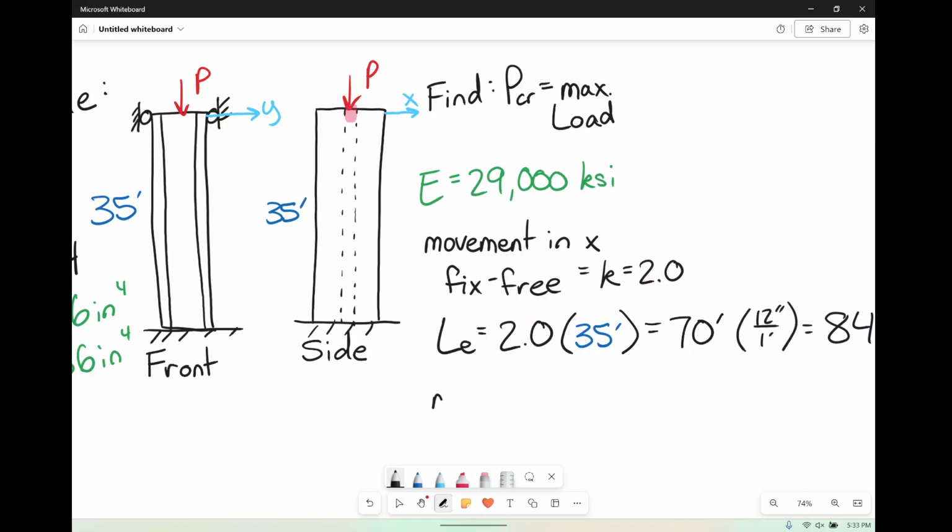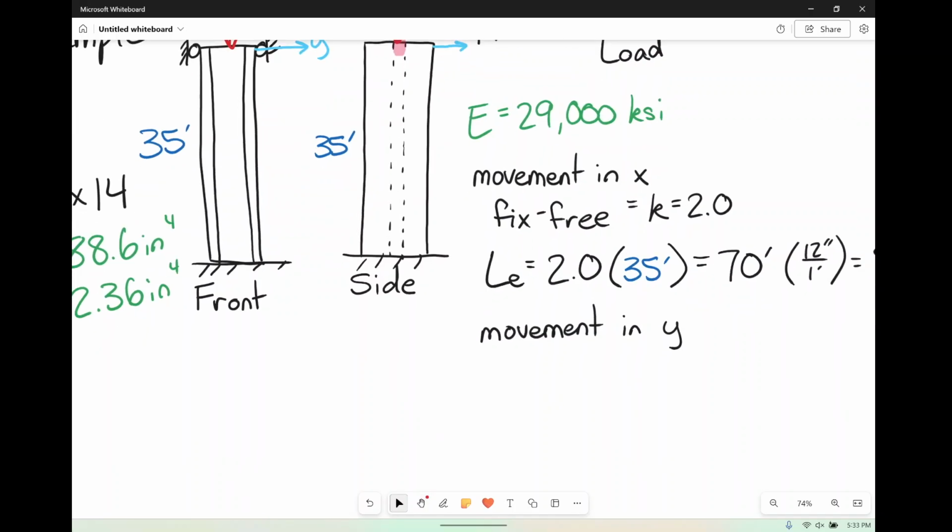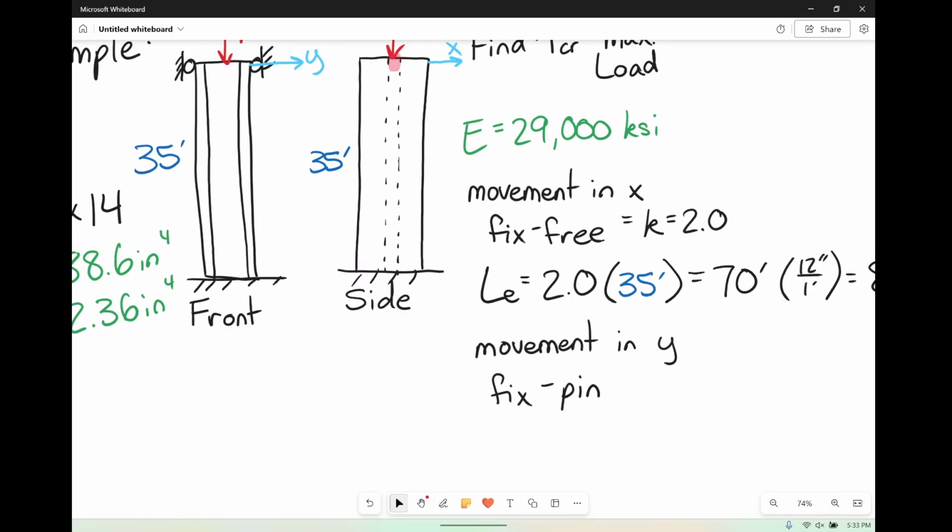Now let's talk movement in the y direction. So movement in the y direction, very obviously it's restrained, right? It's going to be fixed pin. I know it's a roller, but again, it doesn't actually matter for that purpose. So k for this guy is going to be 0.7.